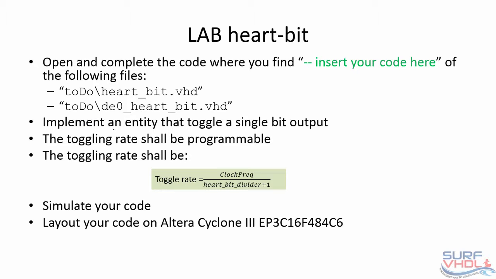You have to implement in the component an entity that toggles a single bit output with a programmable toggle, with the toggle rate that shall be the clock frequency divided by a programmable heartbeat divider plus 1. Then simulate your code and lay out your code on Altera Cyclone 3.